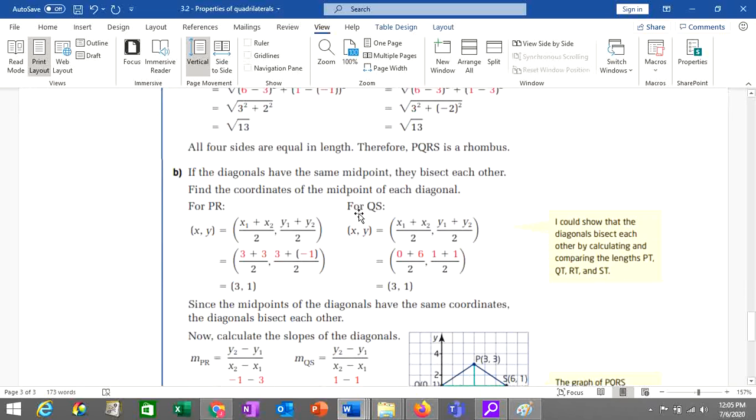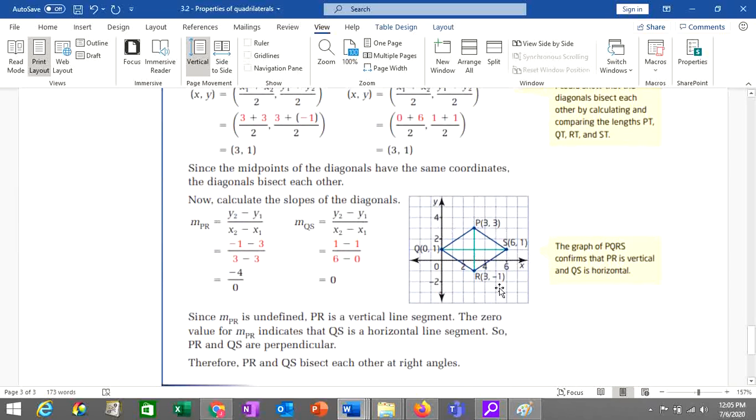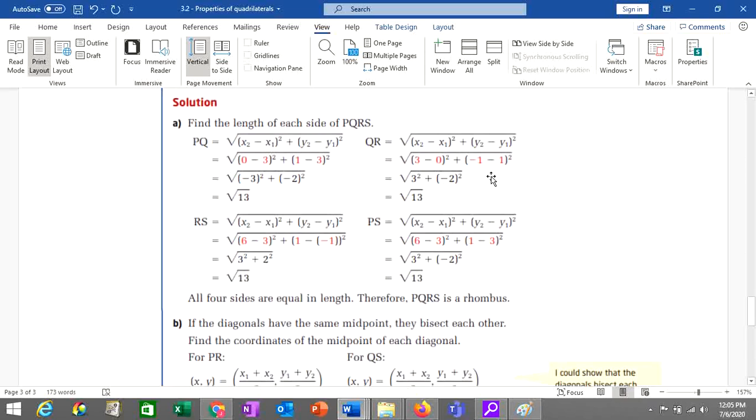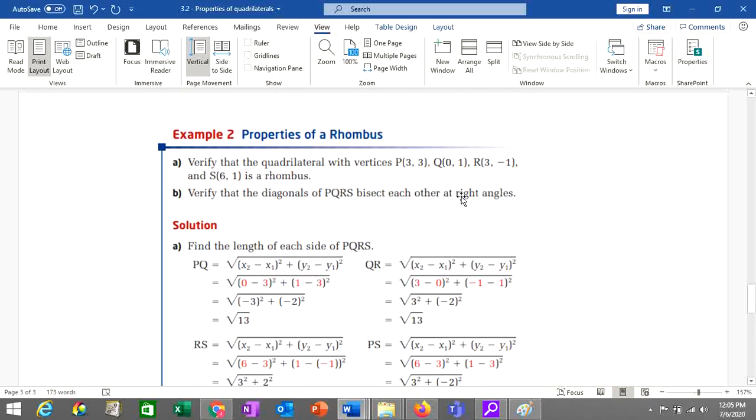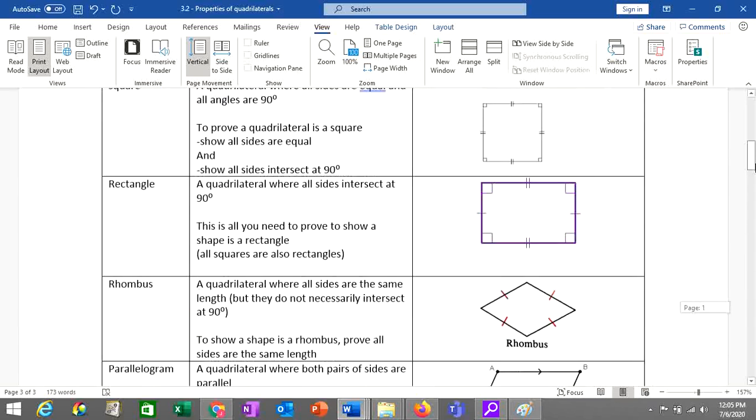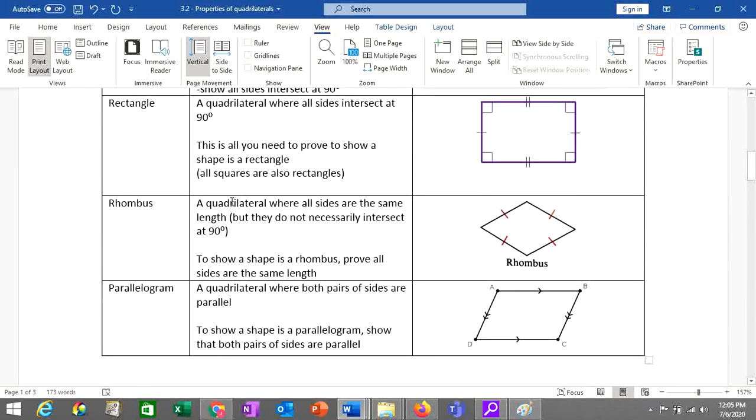All right, so part A, we have a diagram of it down here with the light blue lines, which are for part B, and we'll ignore those for now. But again, you want to draw a picture of this before you try to do anything here. But remember that a rhombus, if we go back up here, a rhombus is a quadrilateral where all sides are the same length. So if you want to prove something is a rhombus, it's very easy. Just show that all sides are the same length.